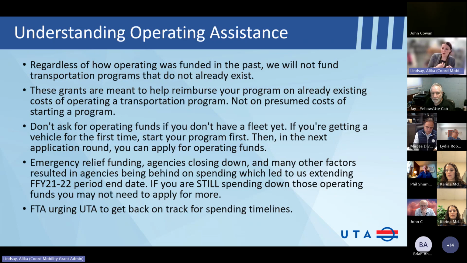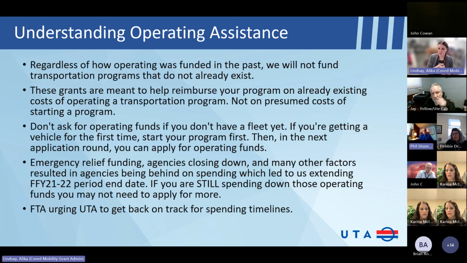Does that make sense? So if you're getting a vehicle for the first time in this grant, the FY 2023-2024 grant year, then you shouldn't be asking for operating yet. You would be asking in the next application cycle once you have your vehicle, you've put it into service, you've hired a driver, you start accruing those expenses, okay?